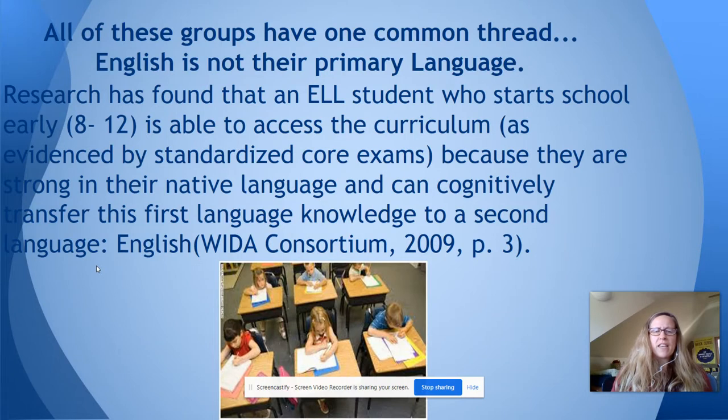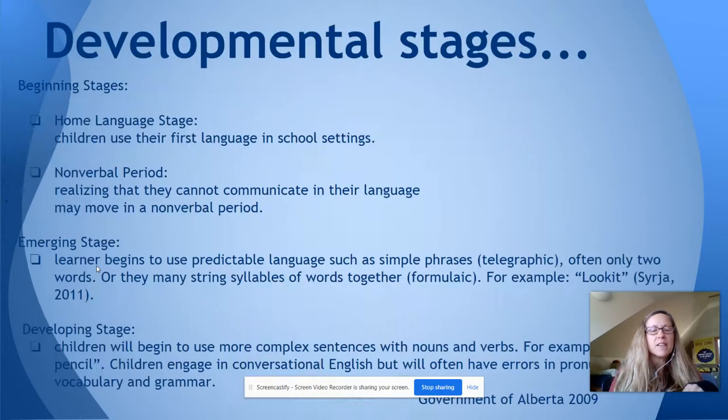So all of these groups have one thing in common, and that is that English is not their primary language. However, research has found that ELL students who start school early, 8 to 12, are able to access the curriculum because they are strong in their native language and can cognitively transfer this first language to a second language. So to be honest, if you have a strong literacy in your native language, it's easier to learn literacy in a new language because you already have developed those skills in your L1, your first language.